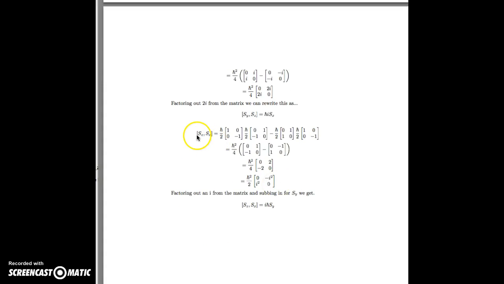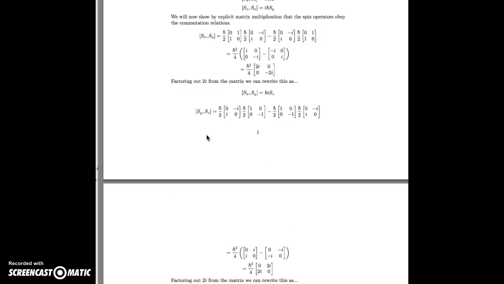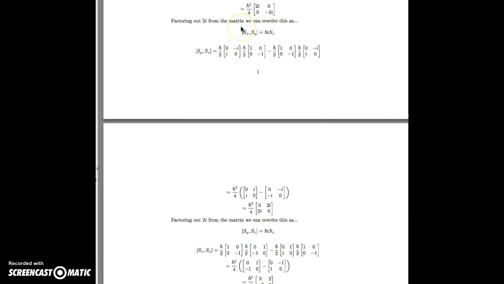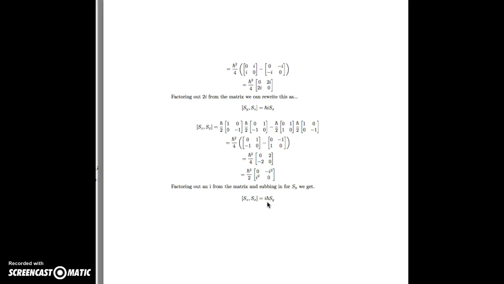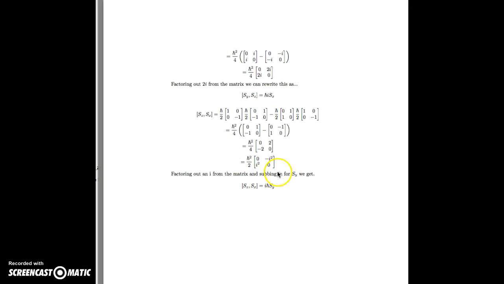And then for our S sub z and S sub x operators, we sub into the formula again, right here. We use matrix multiplication and matrix subtraction, and we get to this point. First we pull out a 2, which is why we have a 2 over here in the denominator, and we can rewrite negative 1 and 1 as i squared and negative i squared, which just allows us to factor out i and sub in for the S sub y operator, and we get this.